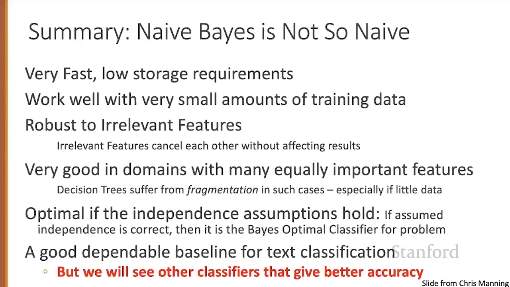However, we'll see other classifiers, logistic regression, neural networks of various kinds, that give better accuracy when there's enough training data. We've now seen further aspects of sentiment classification and other tasks that naive Bayes can be applied to, like spam detection or language identification.